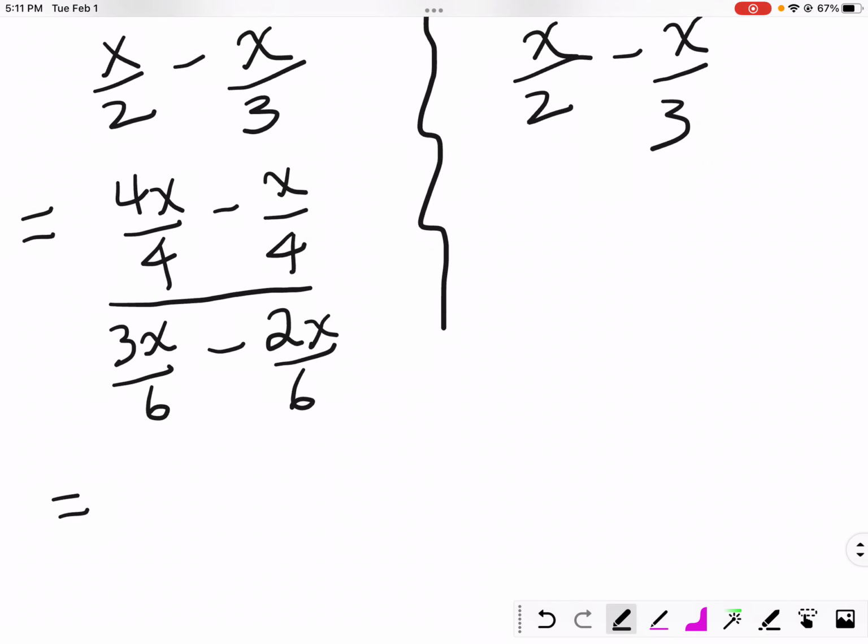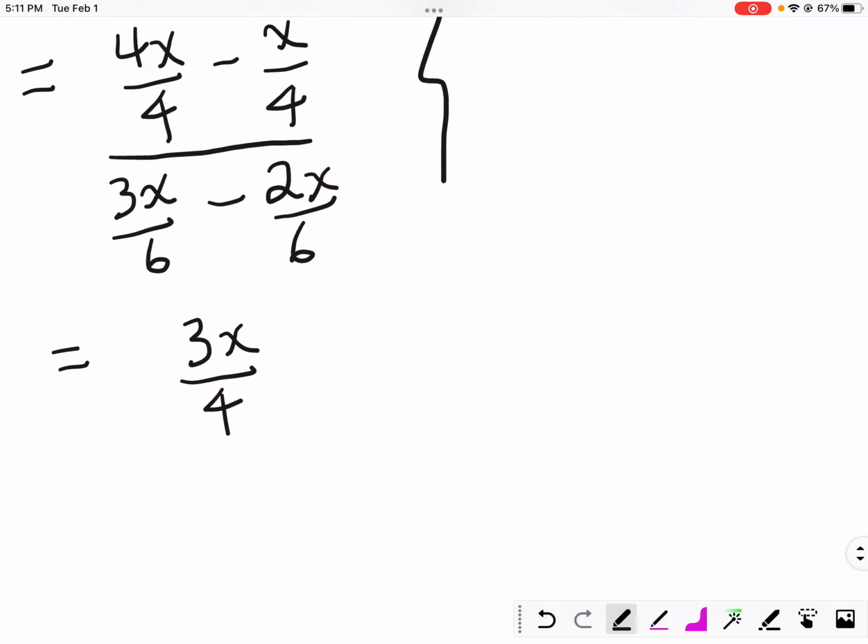The numerator now, because we have a common denominator, can be subtracted. So 4x minus x is going to be 3x over 4. The bottom is 3x over 6 minus 2x over 6. That will become x over 6. You'll notice that this division symbol is bigger because it separates the two fractions.